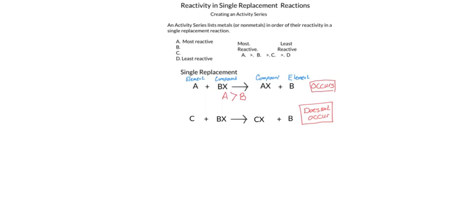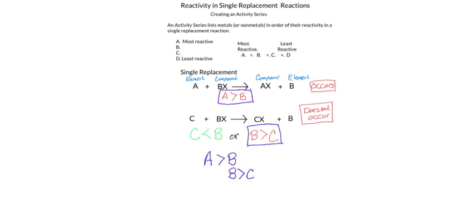This tells us that element C is less active than B, or, to be consistent, that B is more active than C. We can put these together, A greater than B and B greater than C, where we can see that A is above B and B is above C, and all together we find A is above B, which is above C. That is our activity series.